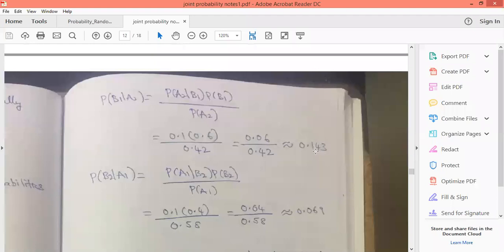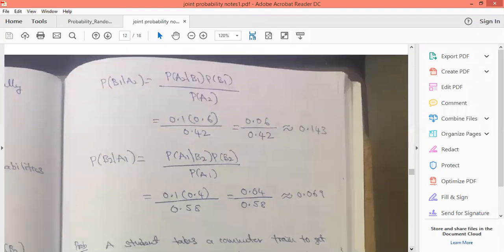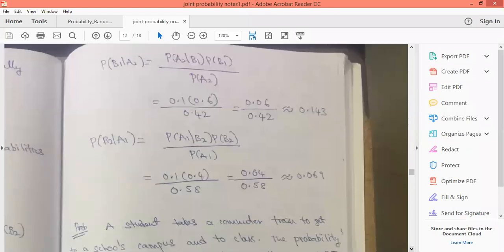We got 0.431, 0.143. Okay, similarly, probability of B2 given A1 is given as 0.069. So this is the probability of error transmission, whereas the previous cases, that is probability of B1 given A1 and probability of B2 given A2, are the correct transmission, whereas probability of B1 given A2 and probability of B2 given A1 are error transmission. Okay, is it clear?